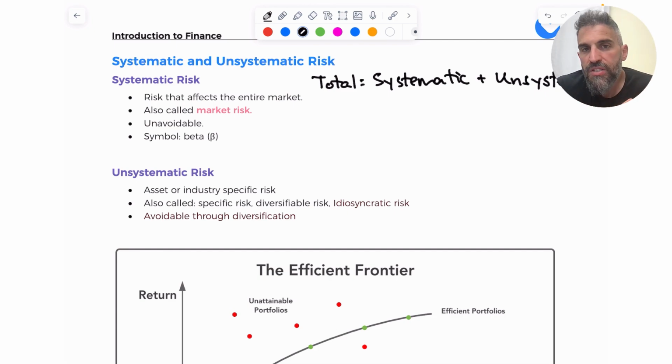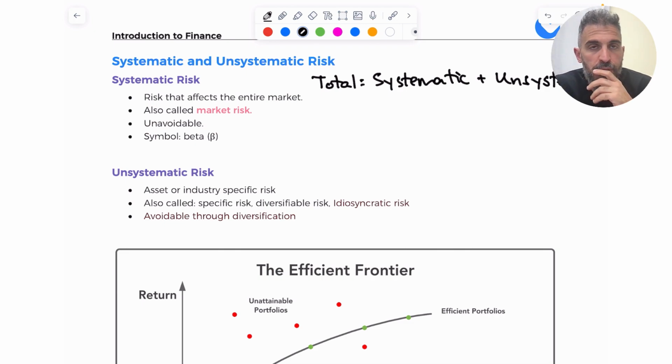And then you have the risk associated to the market, like a recession, like changes in the interest rates, like wars, like pandemics. These are things that are not affecting one asset or another. They're affecting the entire market. And that's what we call systematic risk.